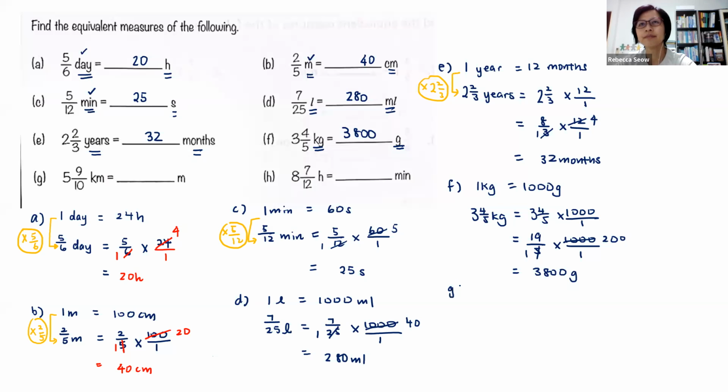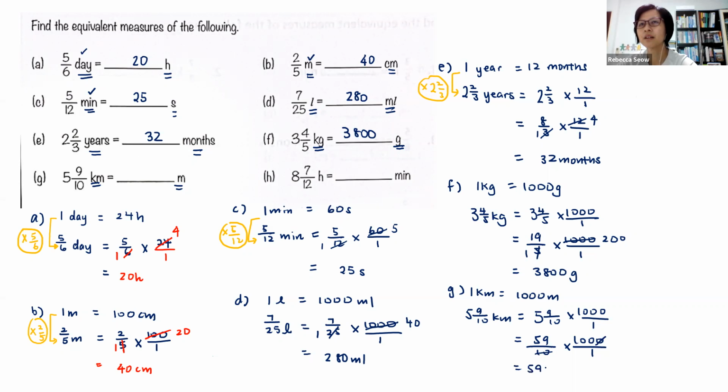G, I'm doing a conversion between kilometers and meters. So 1 km equals 1,000 meters. 5 and 9/10 kilometers will be 5 and 9/10 multiplied by 1,000. So that will be 59 out of 10 multiplied by 1,000. That will be 5,900 meters.